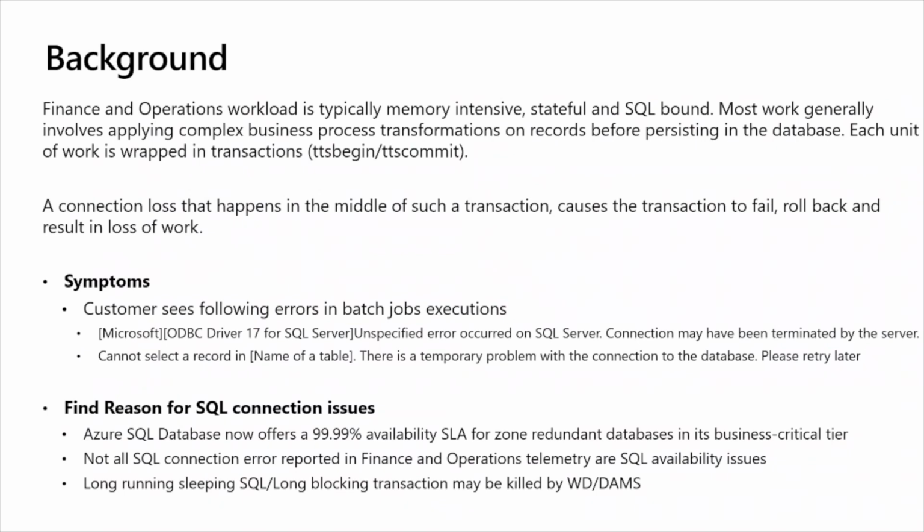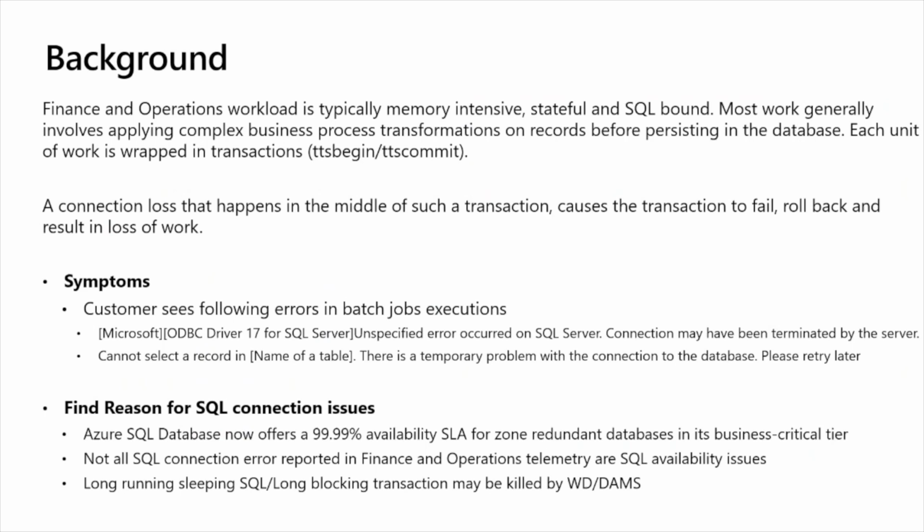Now, what we need to think about and ask is, why do I even go for retrying, and why do I even have SQL connection issues? The one thing that comes in here is that Azure SQL database is offering us 99.99% availability for a zone redundant database in the business critical tier. All customer production environments are zone redundant and in the business critical tier. So we are covered up to 99.99% in terms of SQL availability.